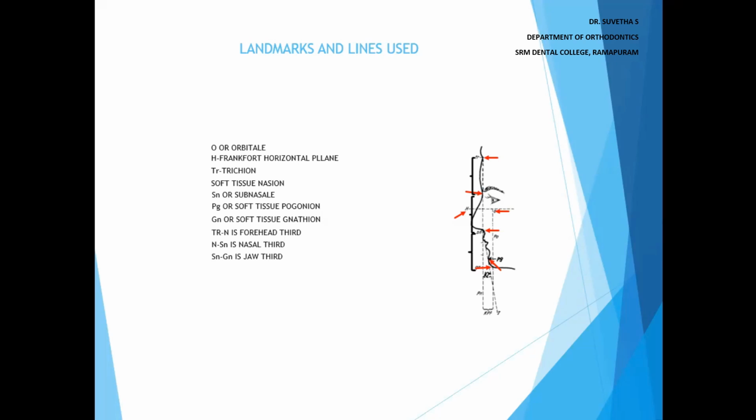The angle formed by this perpendicular and the line extending from the subnasal to the gnathion should be around 10 degrees. And both upper lip and lower lip should fall within this field. So this is a T line.